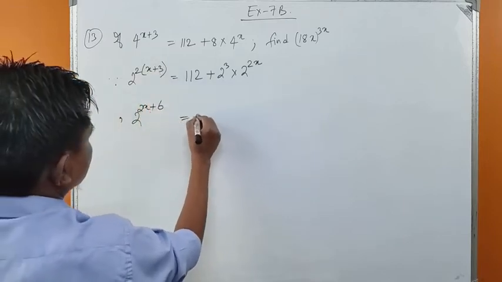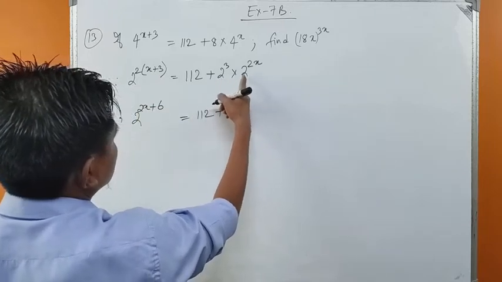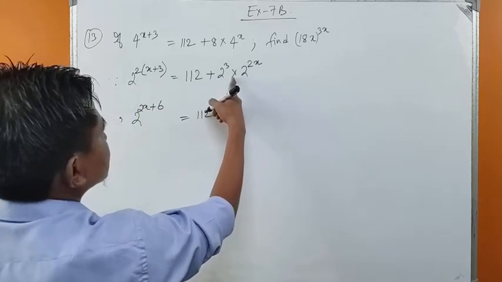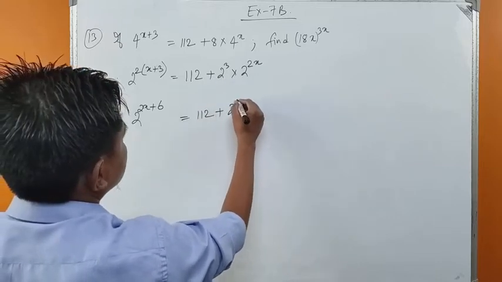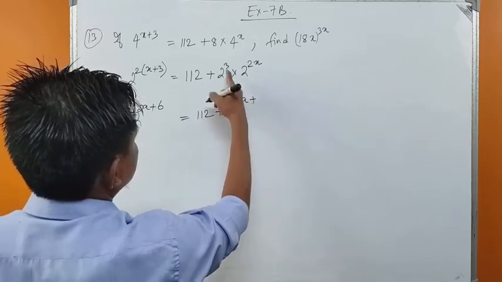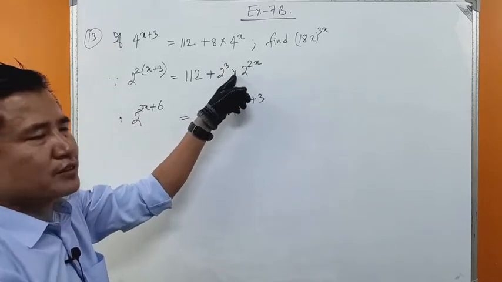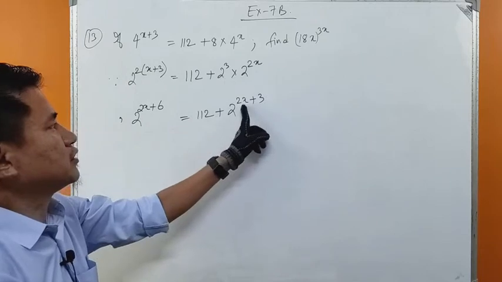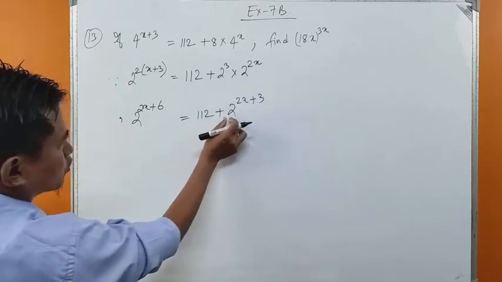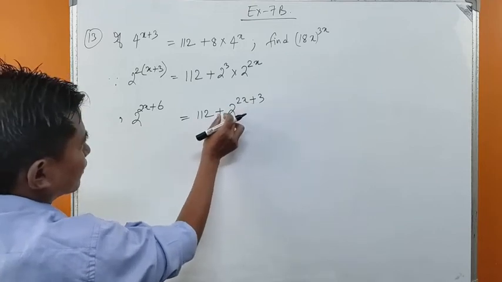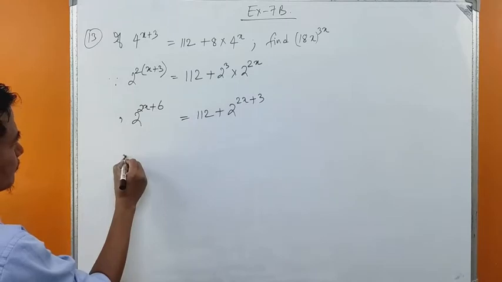Equals 112 plus, now we have the same base 2 and 2 and there is a multiplication sign between them. That means the powers should be added: 2 to the power 2x plus 3. If the bases are equal and there is a multiplication sign, we must add the powers, isn't it? Now let us bring this 2 to the power 2x plus 6 plus 2 to the power 2x plus 3 to the left hand side.